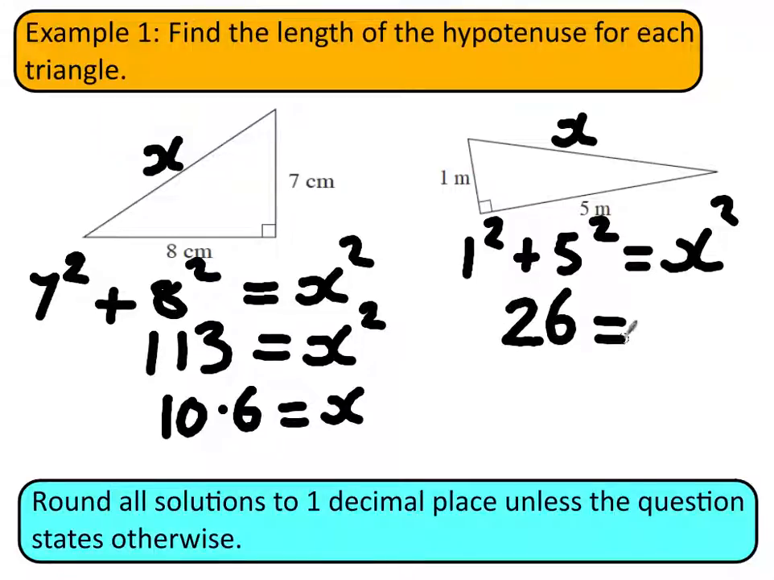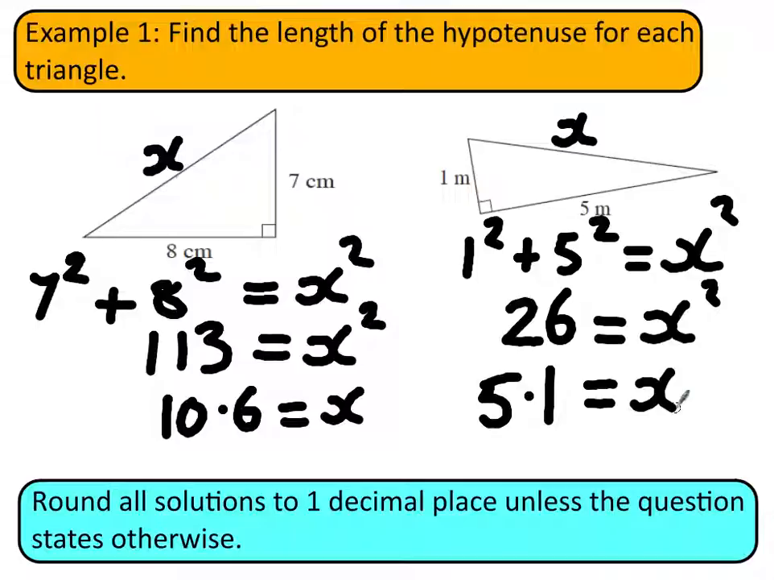So 26 is going to be x squared. Now all I need to do is square root 26 to get our final answer. The square root of 26 on your calculator, rounded to one decimal place, is 5.1. So there is our value of x. Now don't forget the units. Let's just go back. The first one was in centimeters, and the second one was in meters. So those are our two answers.